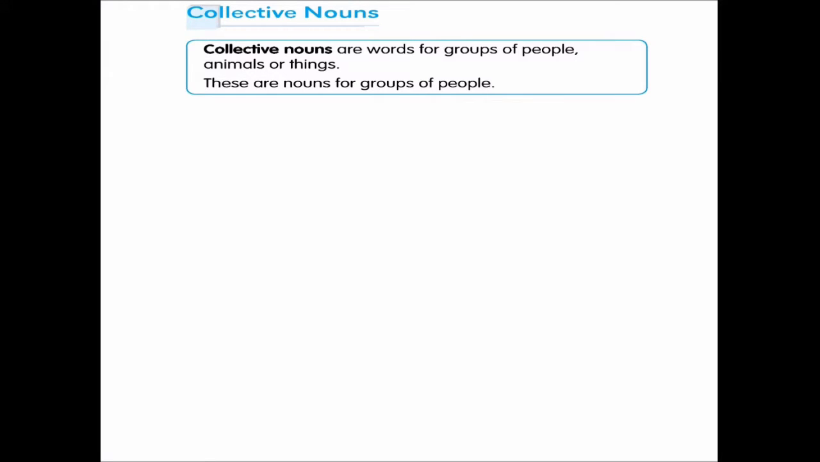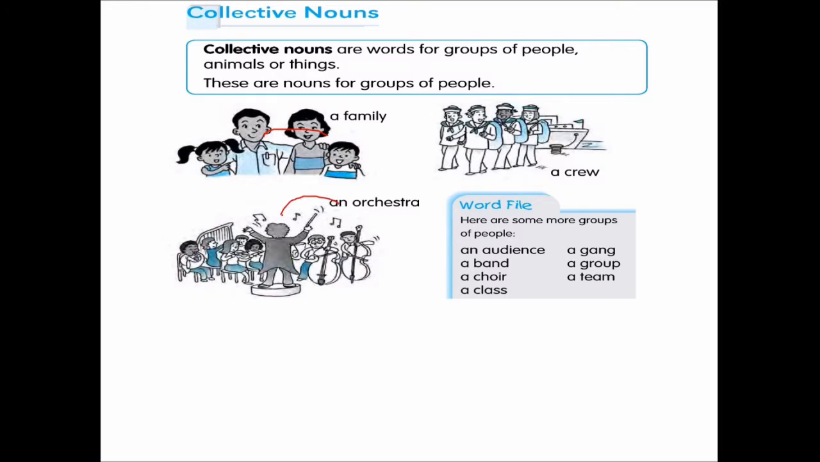Then coming to our collective nouns, what is a collective noun? Collective nouns are words for groups of people, animals or things. So these are nouns for groups of people, like a family, an orchestra, a crew. Here are some more groups of people: an audience, a band, a choir, a class, a gang, a group, a team. So an audience will have a number of people, a band will have a number of participants, and a choir as well. A class will have different types of people. A family starts with a consonant sound, while orchestra starts with a vowel, that is why an orchestra.